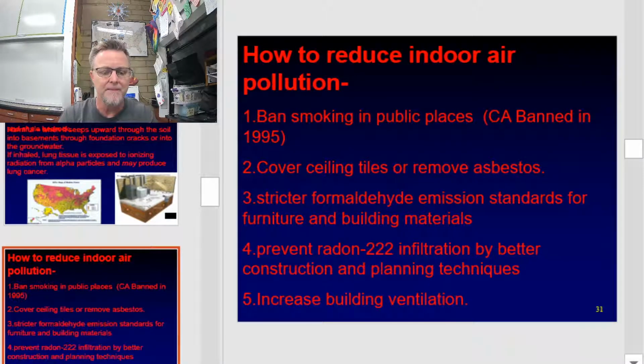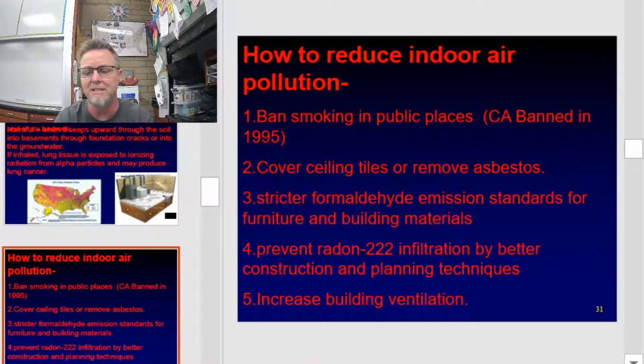Now, how do we reduce indoor air pollution? Well, it should be pretty straightforward. You ban smoking in public places. California did this in 1995. You can't smoke in a restaurant or a place of business in the state of California, but you can still smoke inside your own home or your own car. And if you're doing that around others, at the end of the day, they're smoking what you're smoking. You've got firsthand smoke, they've got secondhand smoke. It's not good no matter how you cut it.